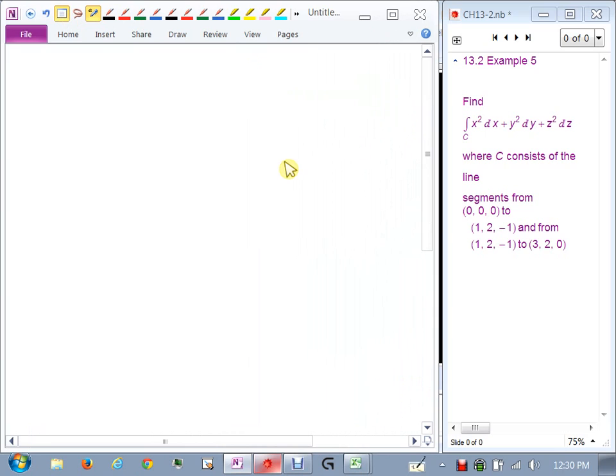All right. So if we want to do this line integral along C, do we all realize here C is two different line segments? So C is actually C1 union C2. It's two paths. So let's talk about C1 first. C1 is a line segment. It goes from (0, 0, 0) to (1, 2, -1).